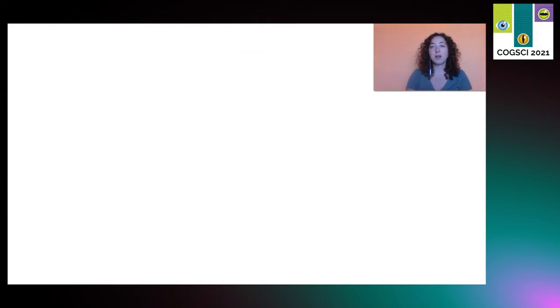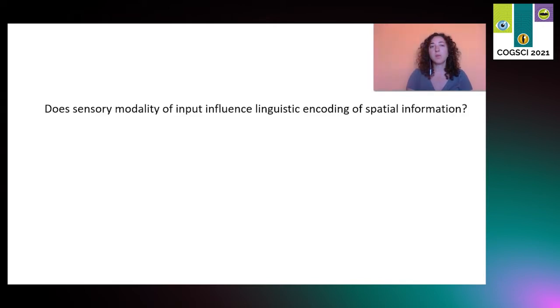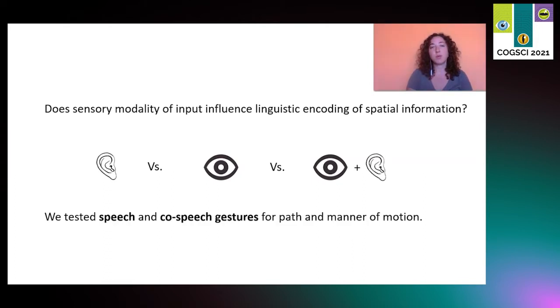In the present study, we ask, given these qualitative perceptual differences between modalities, whether sensory modality of input influences linguistic encoding of spatial information. We compared motion events presented as audio only, visual only versus multimodal stimuli, so visual plus audio, and we examined speech and co-speech gestures for path and manner of motion. Path and manner of motion are distinct spatial notions, thus modality of input could affect their encoding differently in speech and gesture. Yet no study has systematically investigated this issue before.